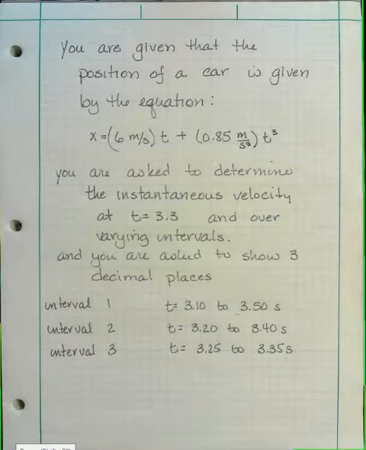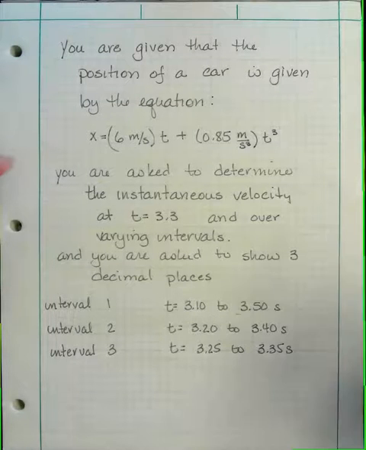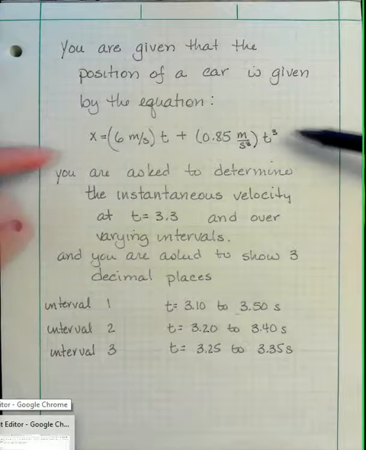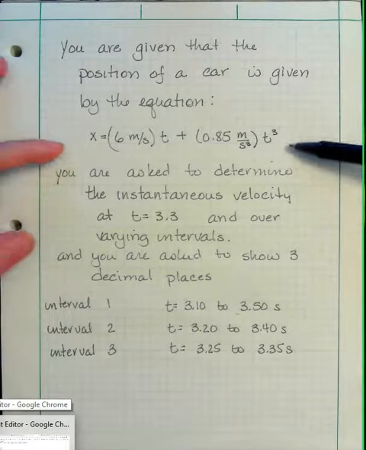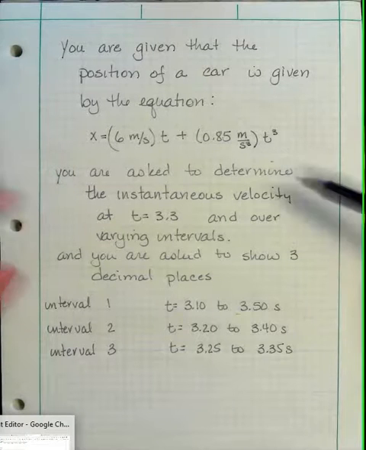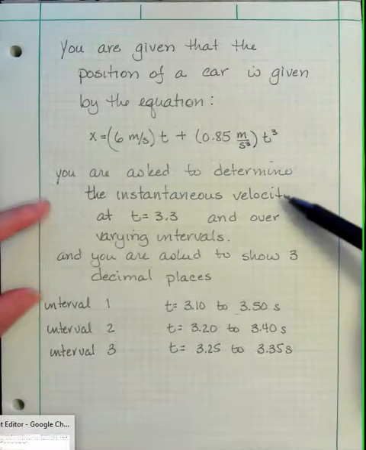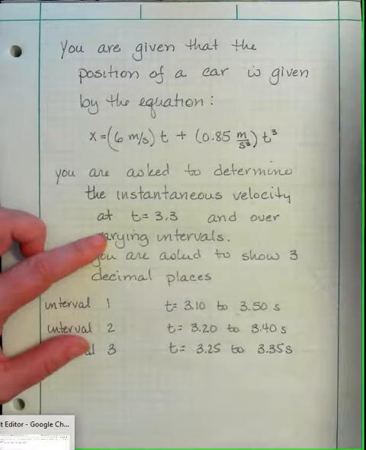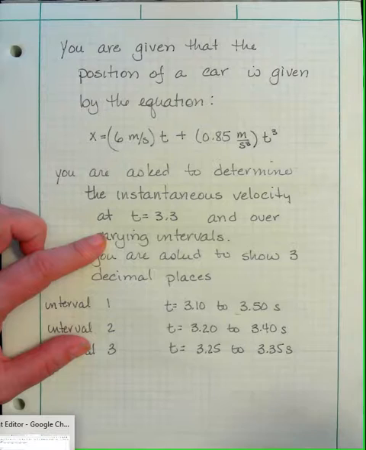I've had several questions about this particular problem. You're given the position of a car by the equation. Now, we don't necessarily need to know why the car is moving according to this type of equation; it is just a mathematical representation of the motion of the car. You're asked to determine the instantaneous velocity around this point at 3.3 seconds.